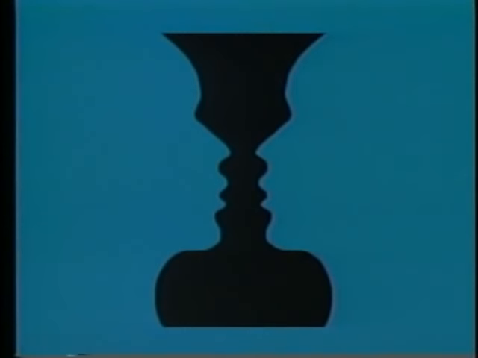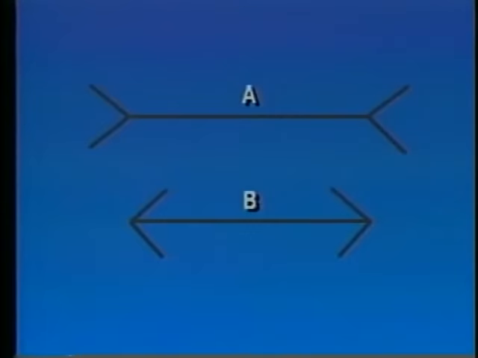There are times, however, when the brain has trouble interpreting what the eye is seeing. For example, do you see a candelabra in this picture? Or two people facing each other? Are the long lines parallel? What do you think now? Is line A or B longer?